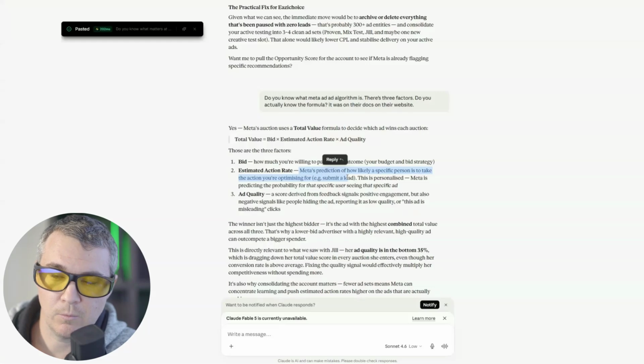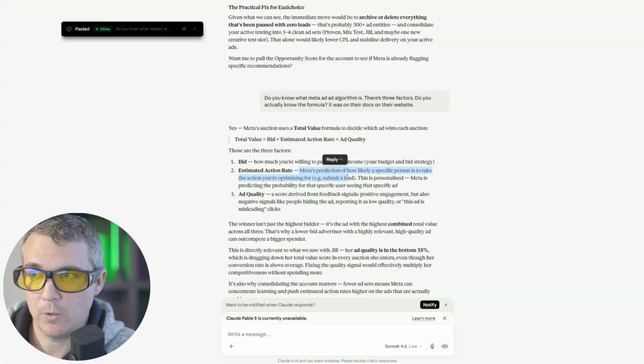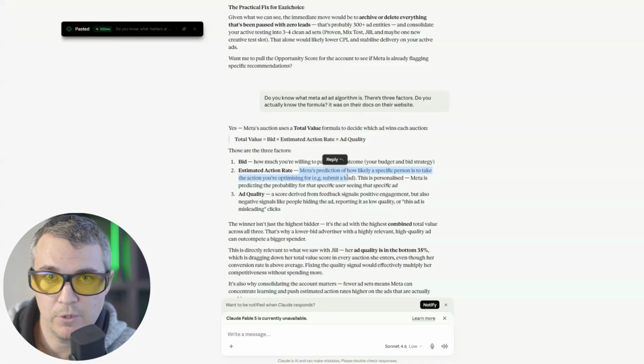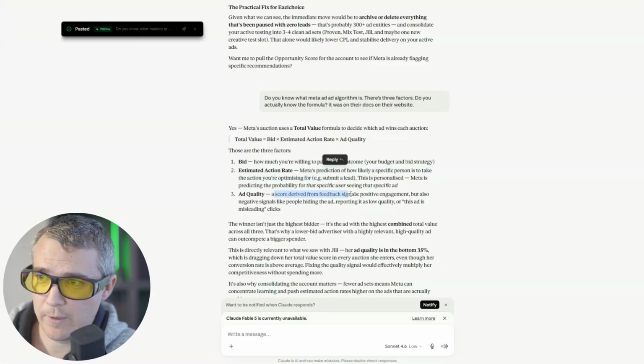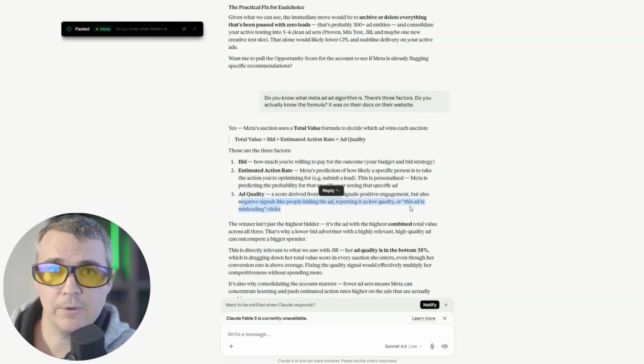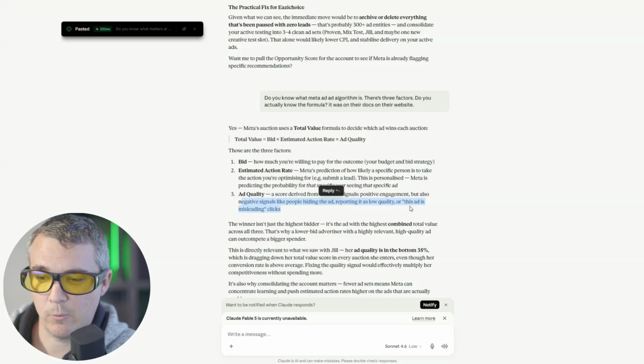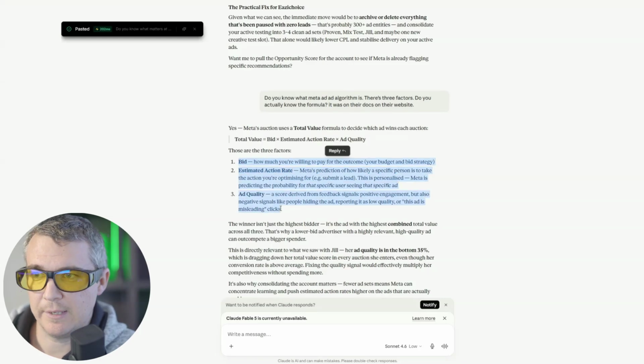Now, what we're about to do with the reset method is not going to affect ad quality. Ad quality is just conversion rate, quality, engagement, and the ad quality itself, basically. I'm pretty sure that's what it says here. A score derived from feedback signals, positive engagement, but also negative signals like people hiding the ad or reporting it as low quality, and yeah. So here is your conversion as well, like how well that current ad is performing. So not just the estimated action rate. There are 3 factors that play into this.